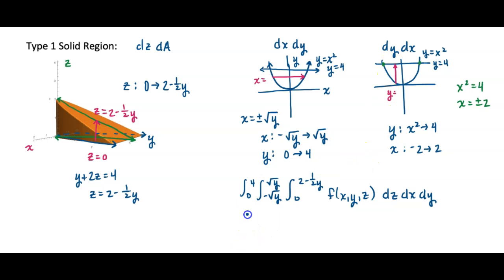Finally, for dy dx, this will go from negative 2 to 2 in the x direction. This will go from x squared to 4 in the y direction. And we're going to have that same z of 0 to 2 minus 1/2 y of our function. And again, that's dz dy dx. So we've got our 2 type 1 regions.